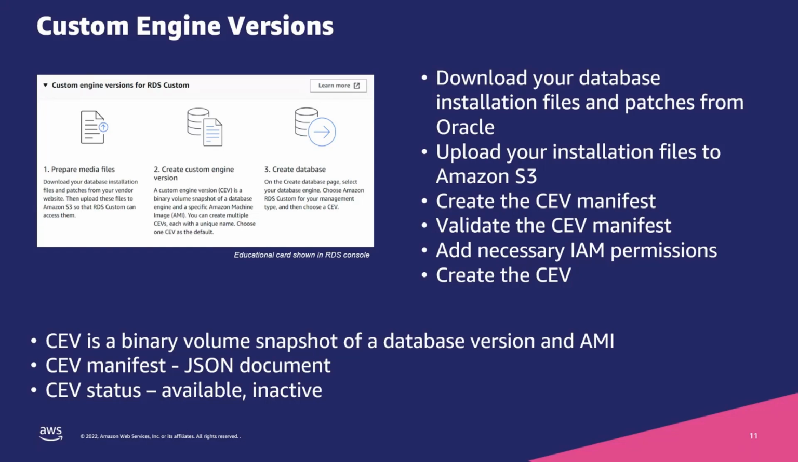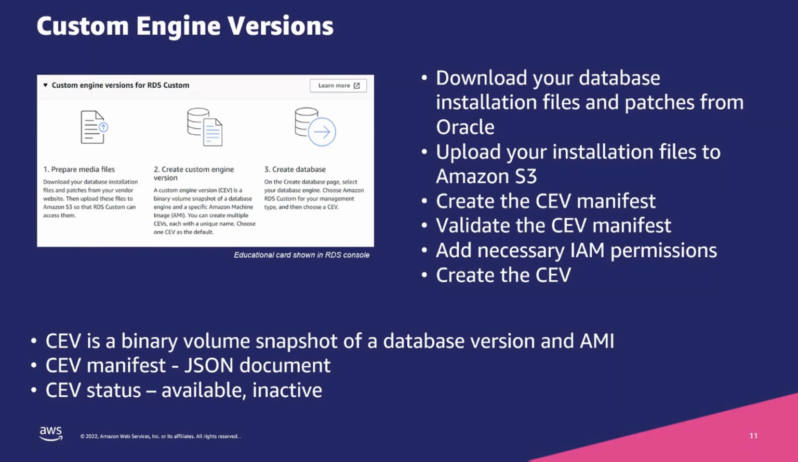Now you can create multiple CEVs, and you can also create multiple RDS Custom DB instances from one CEV. So there is no one-to-one mapping, right? You can have one CEV of say 19c July PSU, and you can spin up multiple RDS Custom instances from that CEV.